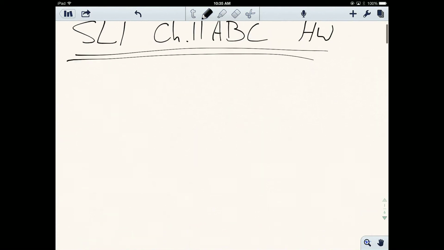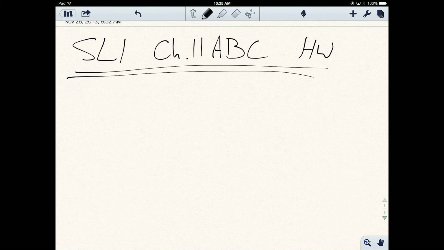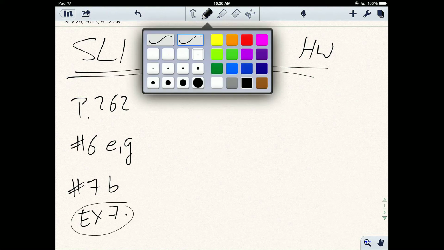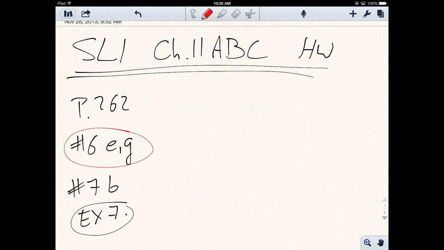We're just going to look at a couple of problems. I'm going to look at page 262. We're going to check out 6E and G, and also we're going to look at 7B, and also the example 7, just for clarification, okay? So let's start here, 6E and G.